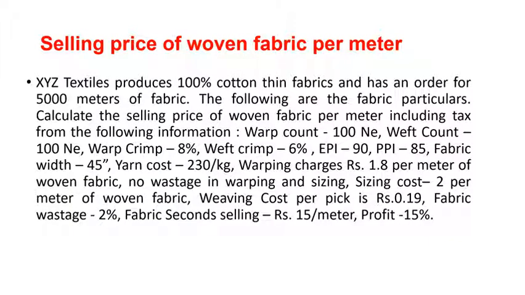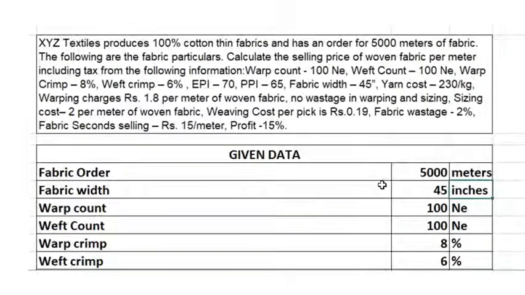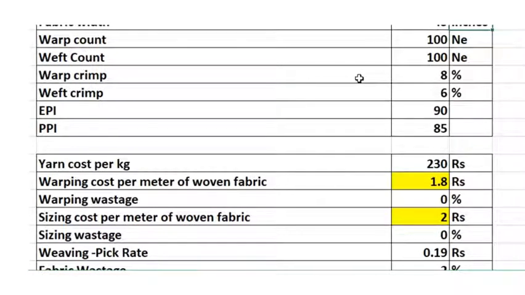Look at this problem. In this, we need to find the selling price of the woven fabric. Let us see the given data written in Excel form for the calculation purpose. The fabric order is 5000 meters. The width of the fabric is given in inches, 45. The units have to be very carefully dealt with. The warp count and weft count both are 100, as it is given already. It is a very thin fabric. The warp crimp is 8 percent, weft crimp is 6 percent, EPI 90 and PPI 85.